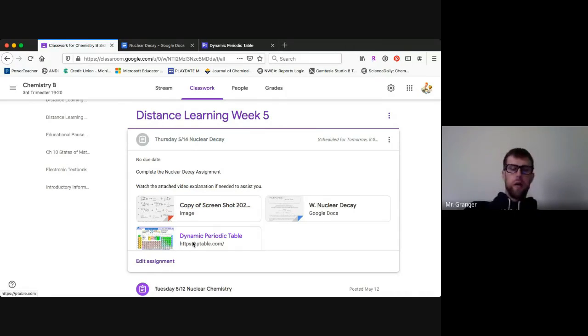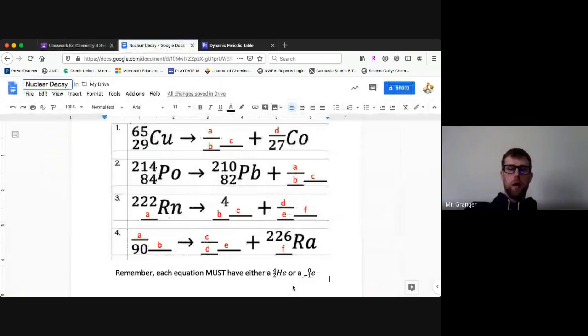I've hyperlinked ptable.com, which gives you a periodic table to use for these nuclear decay reactions. And then this assignment here is the actual worksheet for the assignment on nuclear decay that you can click and open and type in your answers. So let's go ahead and take a look at the screenshot here, and we'll walk through a few of these to help get you started on the assignment.